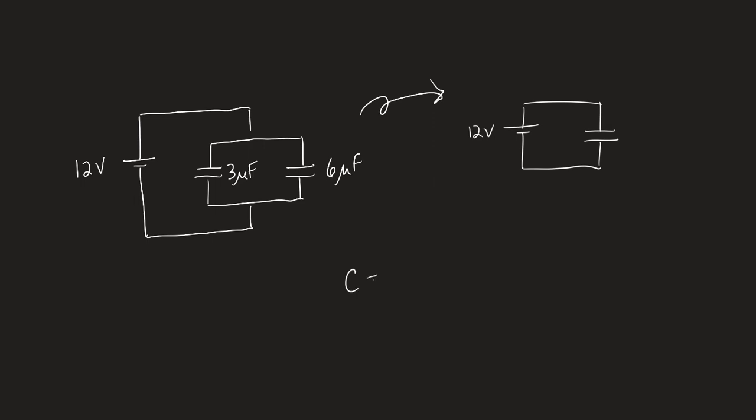Now, we just add these up. Because these are in parallel, all you need to do is add the two capacitances together. So 9 microfarads. However, the charge, Q equals CV. Still keep doing that. So 9 times 12.